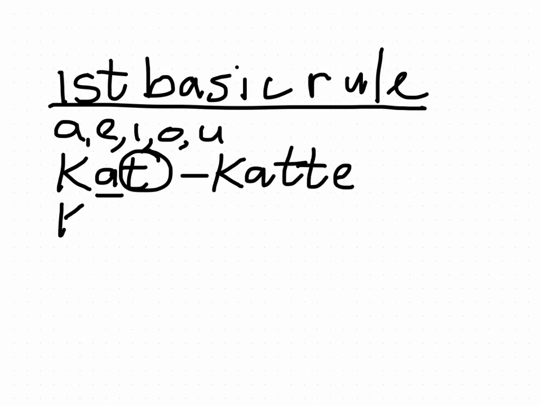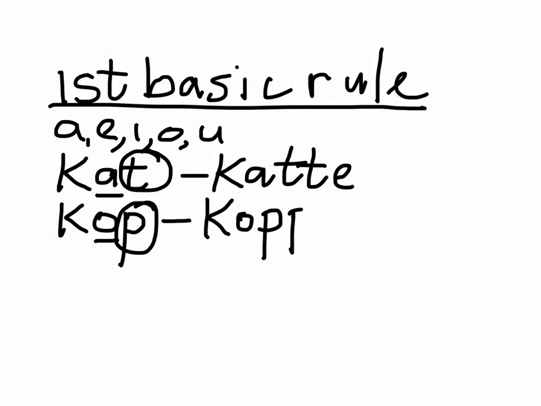Let's do another example. Kop. Kop means head, we've done this before. Can you see the short sounding vowel in that word? Kop. And where's the consonant? Yes, it's the P. So it would be koppe. So what did we do here? We doubled our consonant and then we added the E.